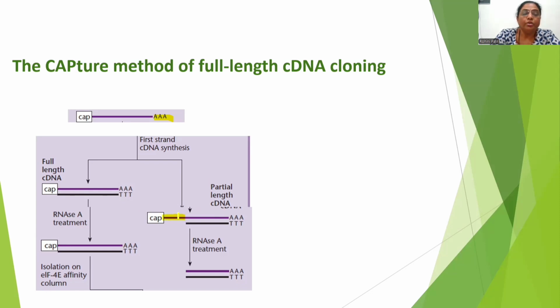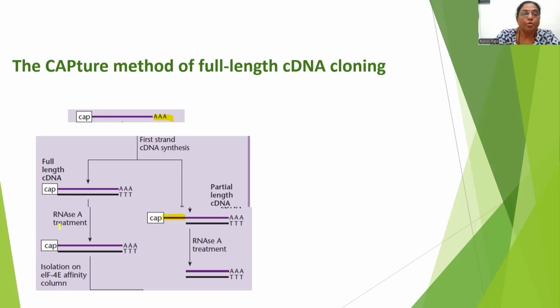Now in your reaction mixture, both types of cDNA are present. One is full length and one is partial length. So from this you have to pick up the full length.